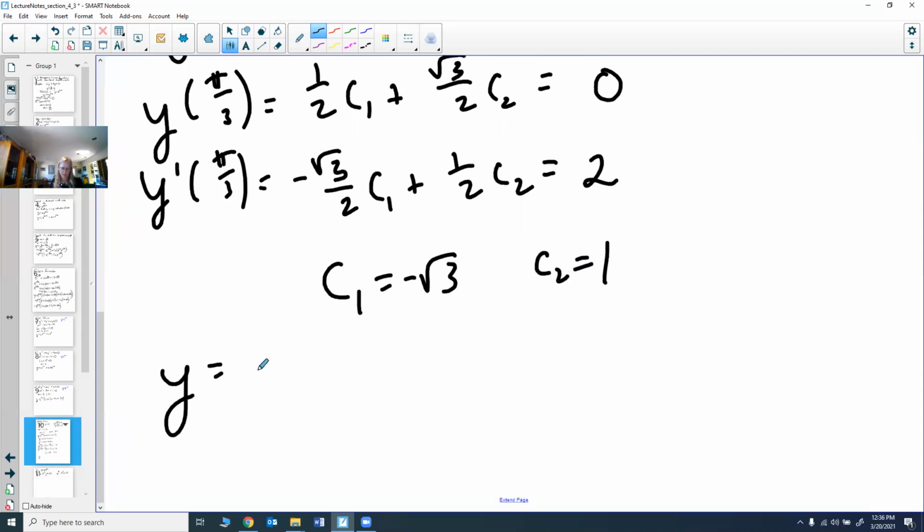So I get y is equal to minus the square root of 3 times the cosine of x plus the sine of x. And there's your solution.